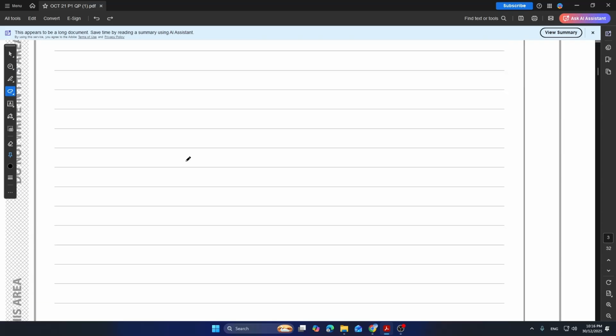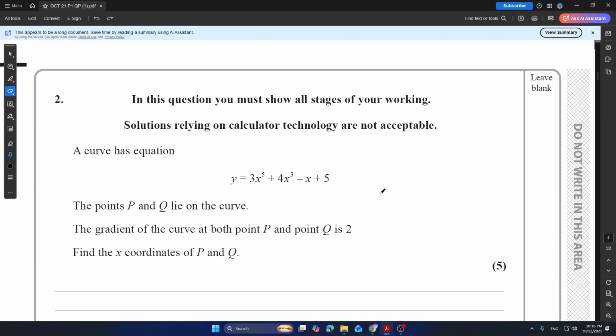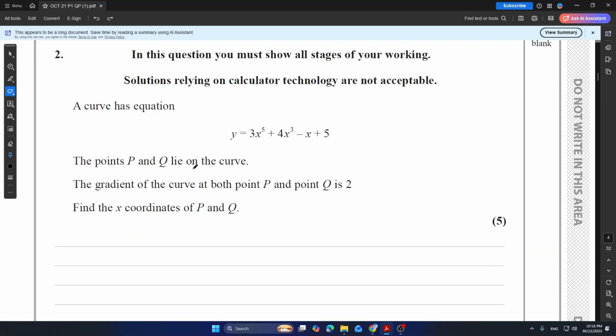Now question 2. Let's check question 2. A curve has equation 3. This is our equation of the curve, and it says P and Q lie on the curve. So we have 2 points, point P and point Q, that are on the curve, which can be anything. It's power 5, so it can be whatever. The gradient of the curve at point P and point Q is 2. Find the x coordinates of P and Q.